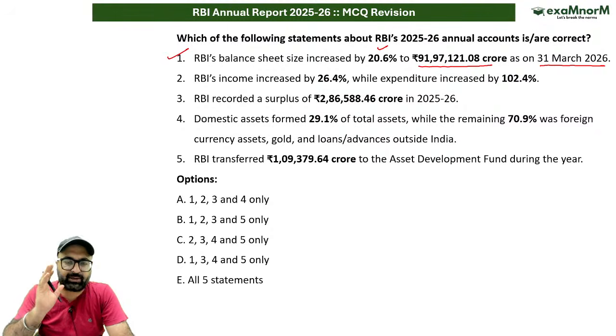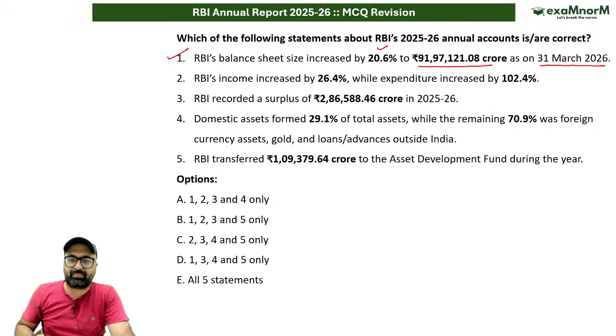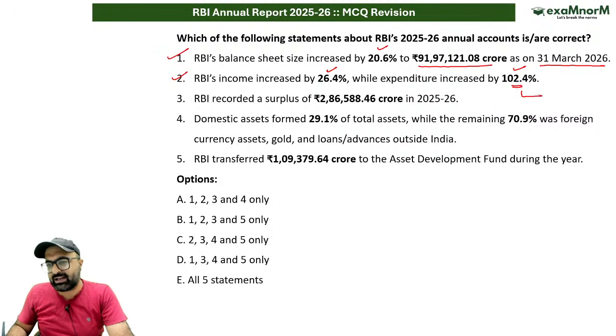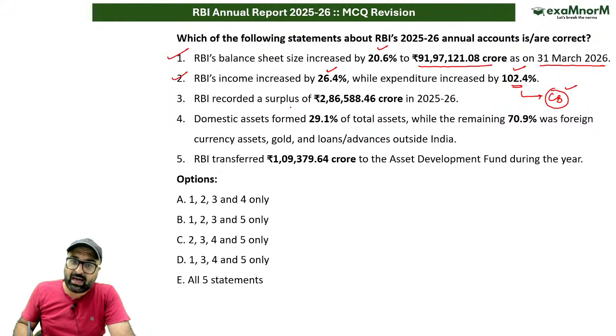That is absolutely correct. On the other side, if I talk about the RBI income, the RBI's income over the period of time has also increased. This income has increased by 26.4%, and on the other side the expenditure has increased by 102%, and this high increase in expenditure is all because of the contingency buffer which has been maintained by RBI in order to counter the upcoming risk. The next point is RBI recorded a surplus of 2,86,000 crore rupees which is basically transferred to the government.